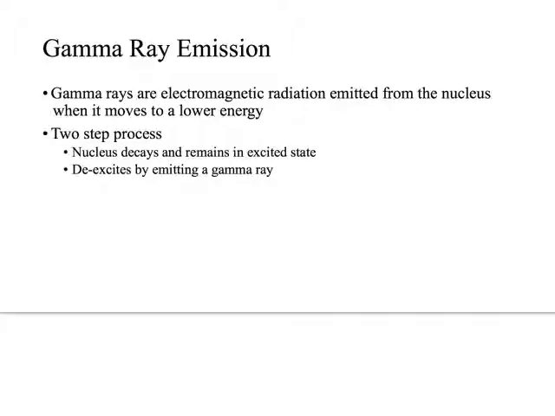One example of this is radon. The way radon works is it will go through a decay process and then de-excite and give off a gamma ray. So it has a very short window of time where it's a different form of radon before it de-excites.